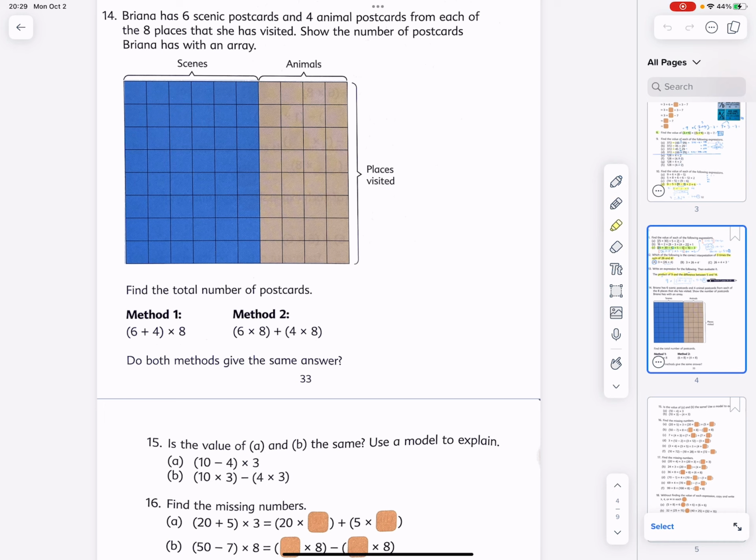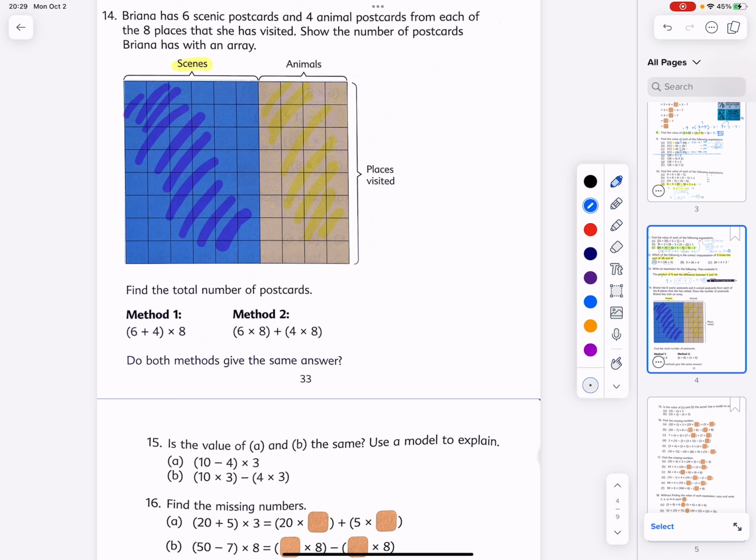So let's label this. These can be 8 places, 6 scenic cards, and animals, and these are all the cards that have animals, and these are all the cards from each of the 8 places that contain probably nature scenes. Find the total number of the postcards. So we can think of it in one way.